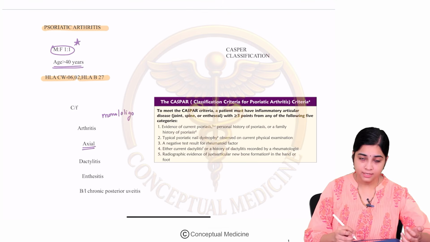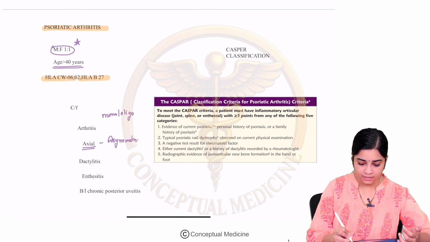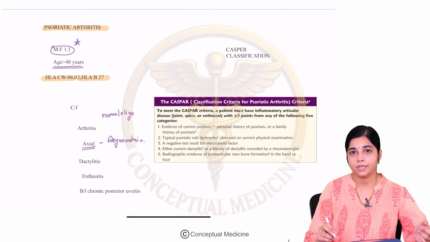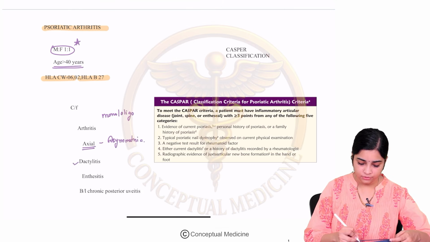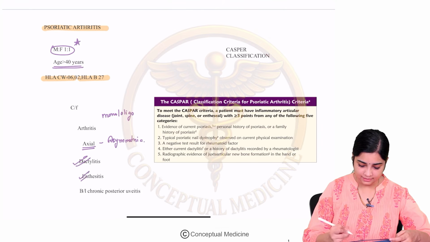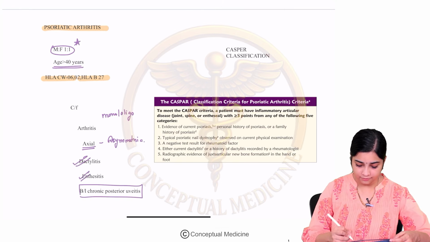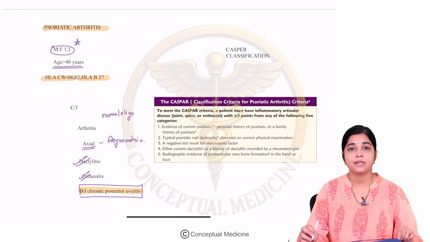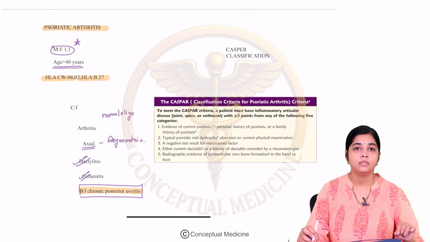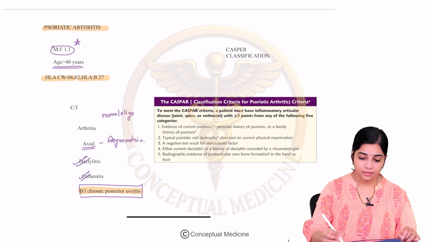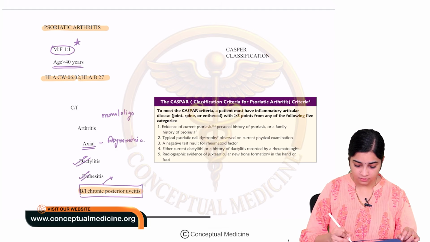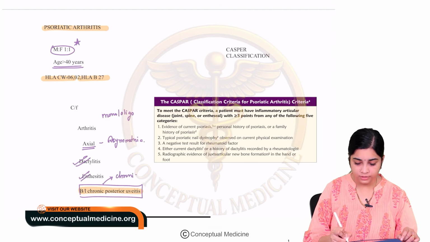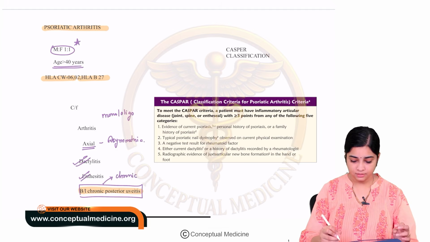If there is axial involvement, again it is asymmetric axial involvement, unlike the symmetric axial involvement which you find in ankylosing spondylitis. You can have evidence of dactylitis, enthesitis, and the uveitis that you see here is again very different, an important highlighting feature. It is a bilateral chronic posterior uveitis. So the highlighting word is chronic, because acute is seen in ankylosing spondylitis.